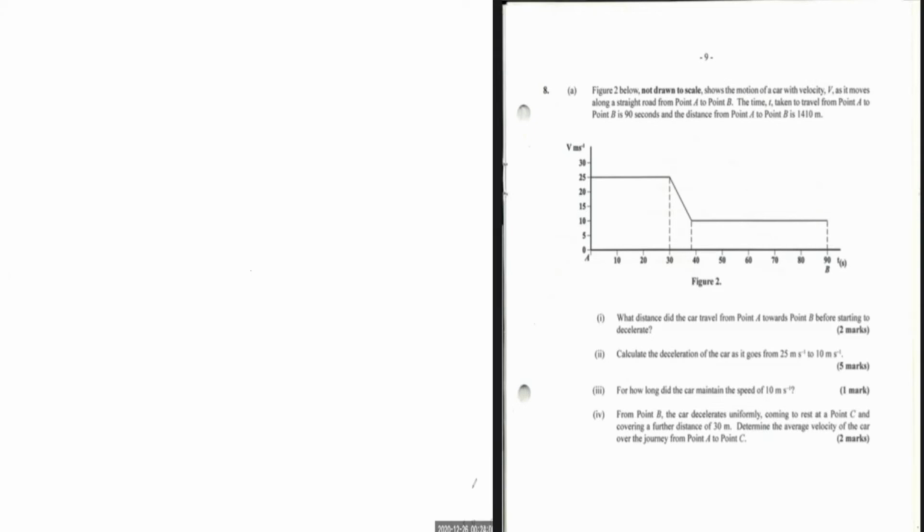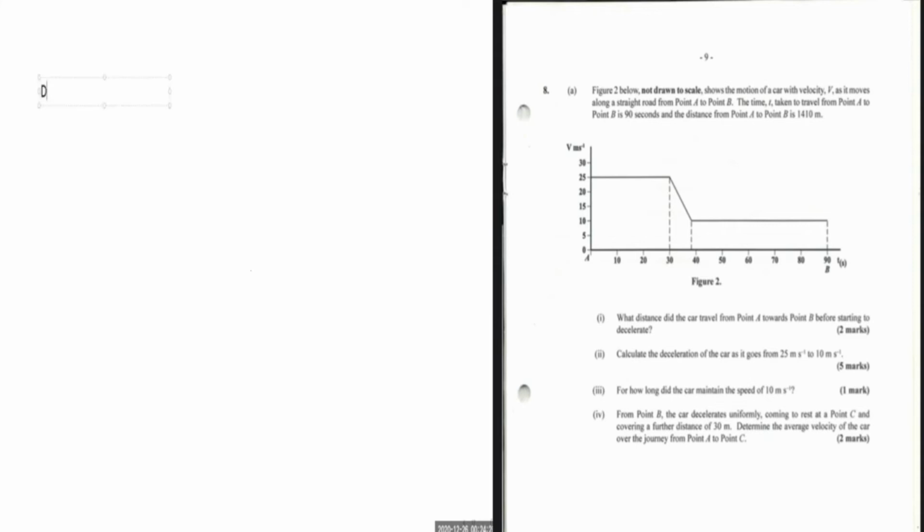So it tells us that the car is traveling along a straight road from A to B. The time it takes from A to B is 90 seconds, and the distance from A to B is 1,410. It says, what distance did the car travel from A to B before it started to decelerate? So first thing it wants is the distance that it was traveling.